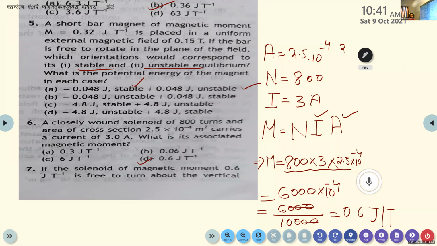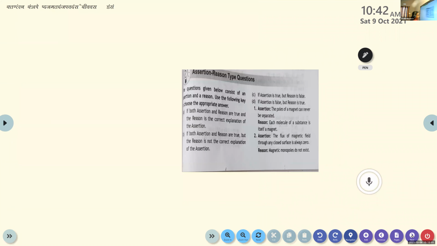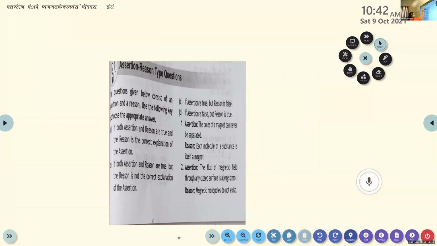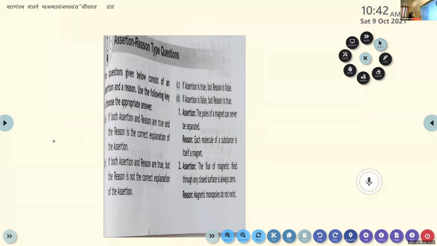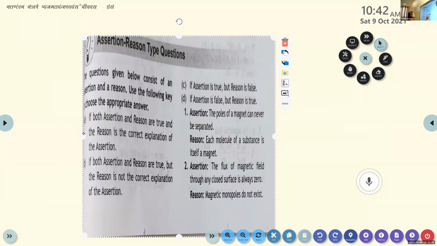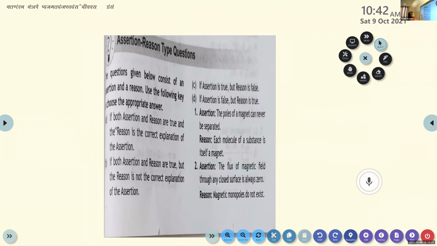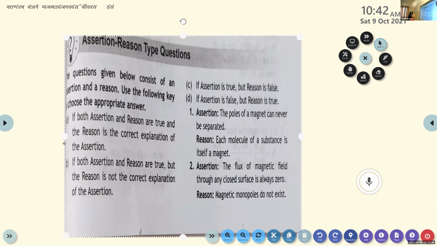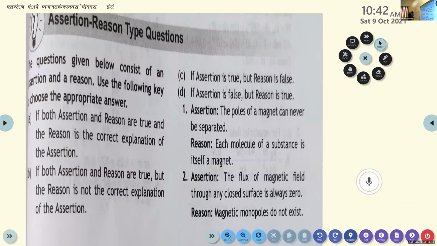Is it clear? Yes, ma'am. Okay. Now, just for relaxation, here you have assertion and reasoning type questions. Most of them are major problems regarding these assertion and reason type questions. Is it clear, students? Yes, ma'am. Okay, all right.